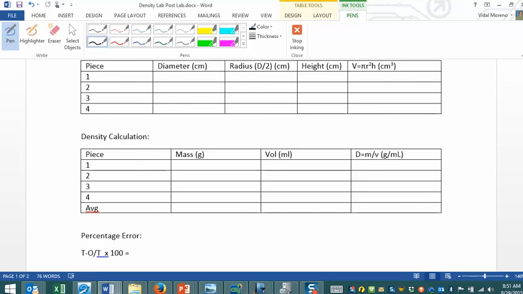Now, final step is percentage error. How off were you? Remember, it's the absolute value of true minus observed divided by true. But wait, Mr. Moreno, we don't know what the true value is. I'm about to tell you.